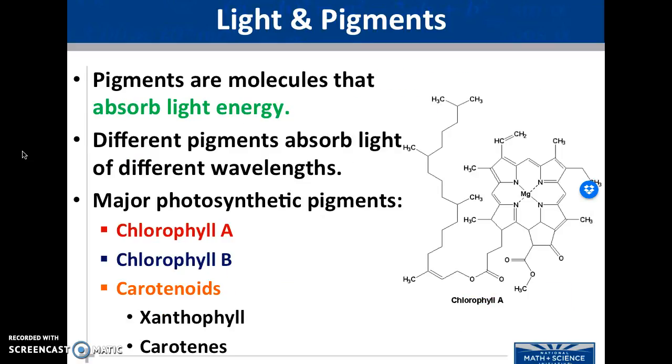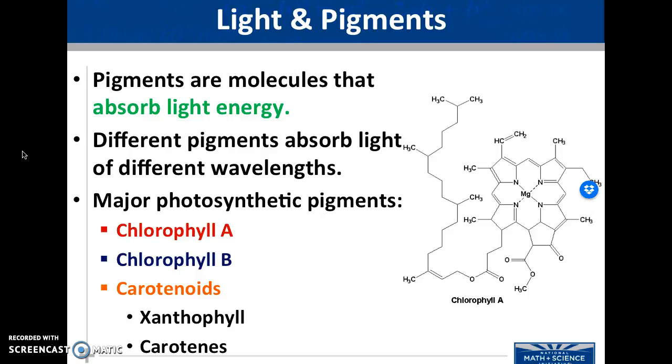These pigments are basically molecules that absorb light energy. So that light energy that has those waves is going to hit the pigments, namely chlorophyll, in the leaves, and those compounds are going to absorb the energy. Remember that bonds can absorb energy, and when they're broken, they release it. And so what happens is when the light hits those bonds, it absorbs the energy.